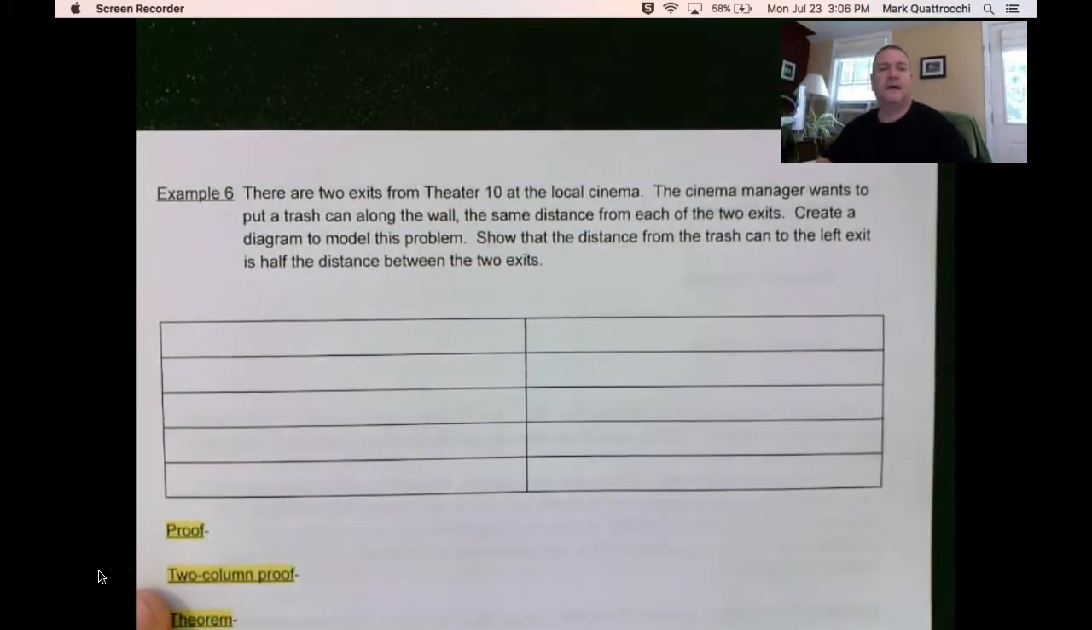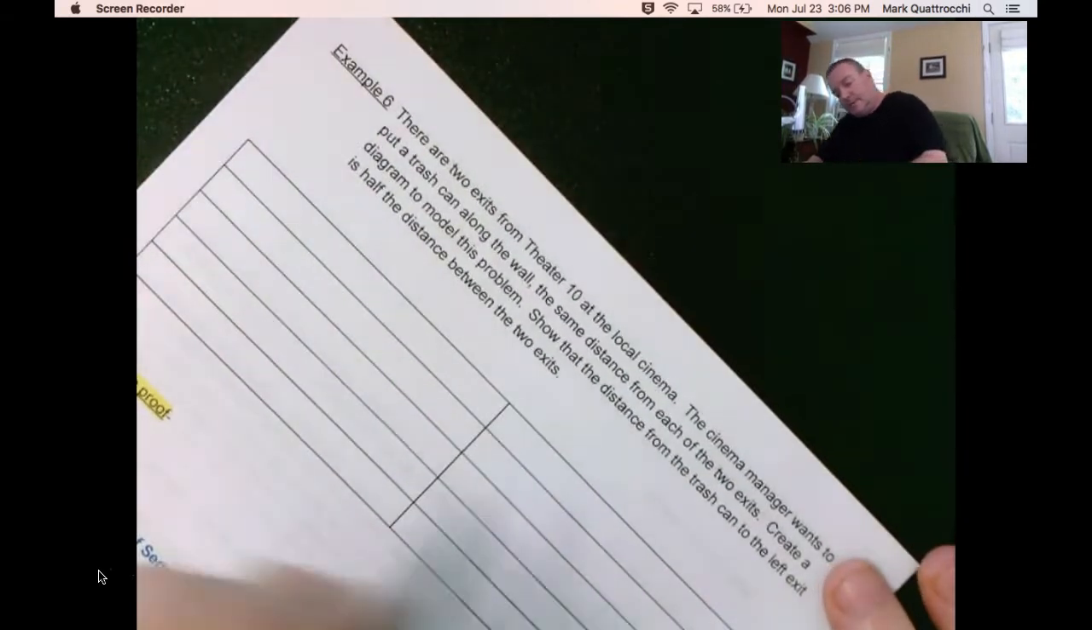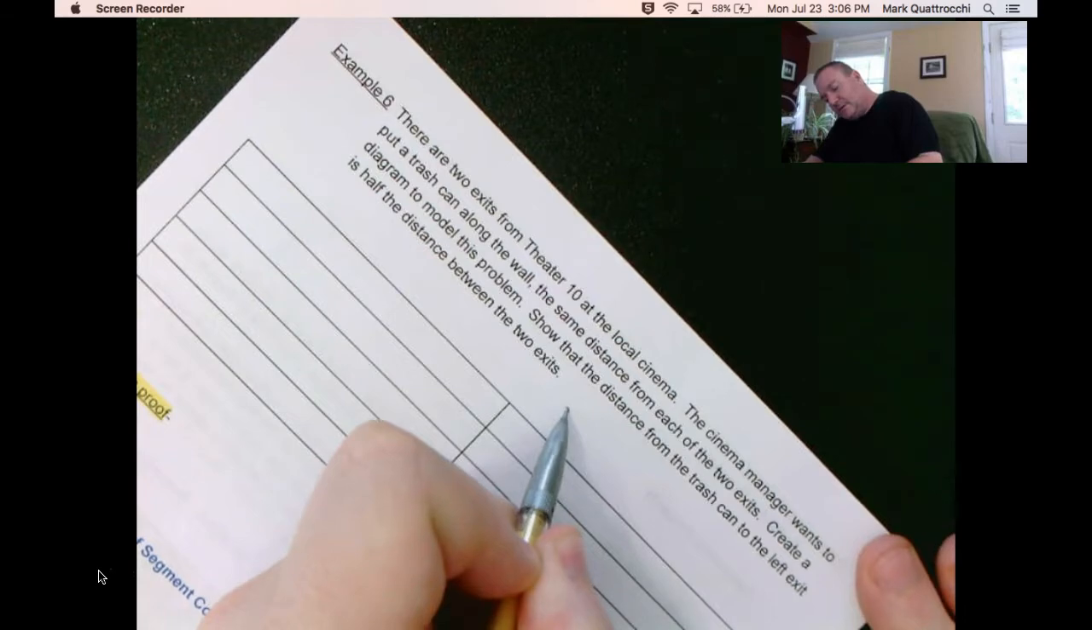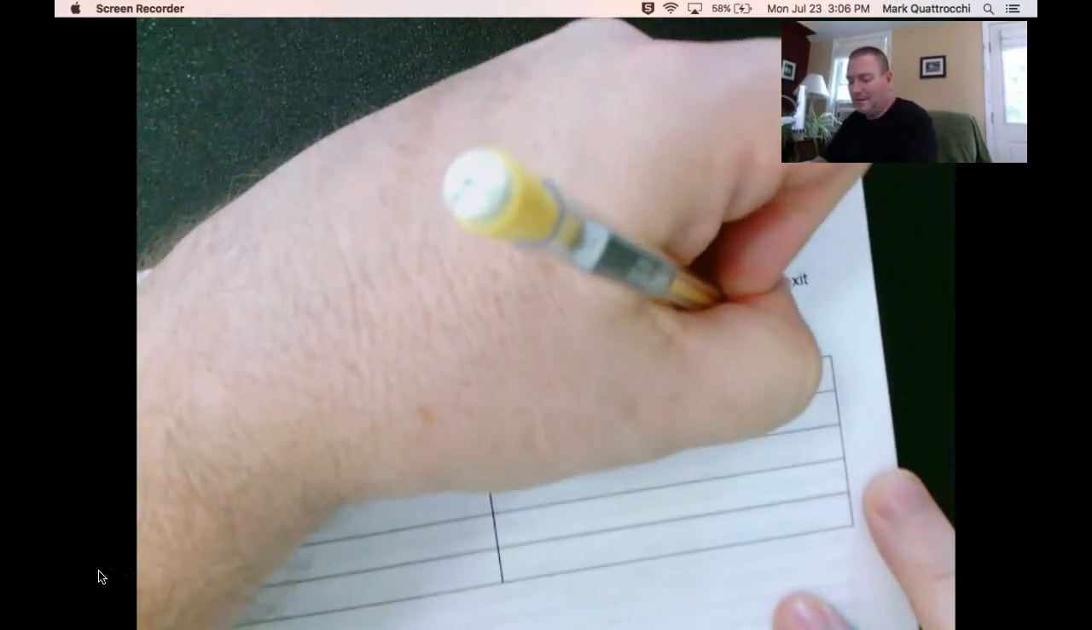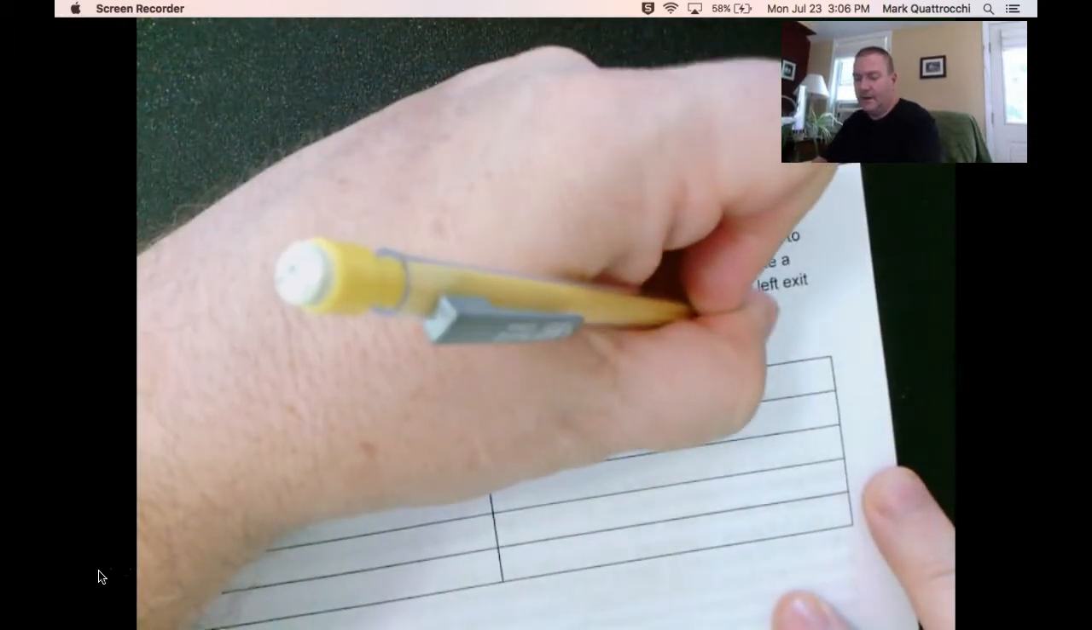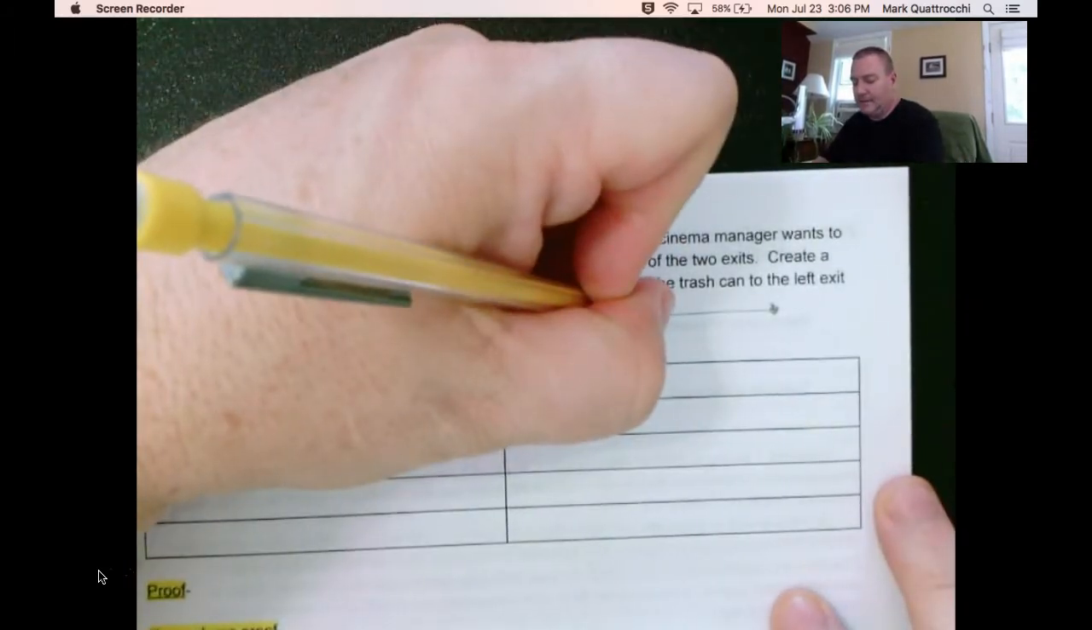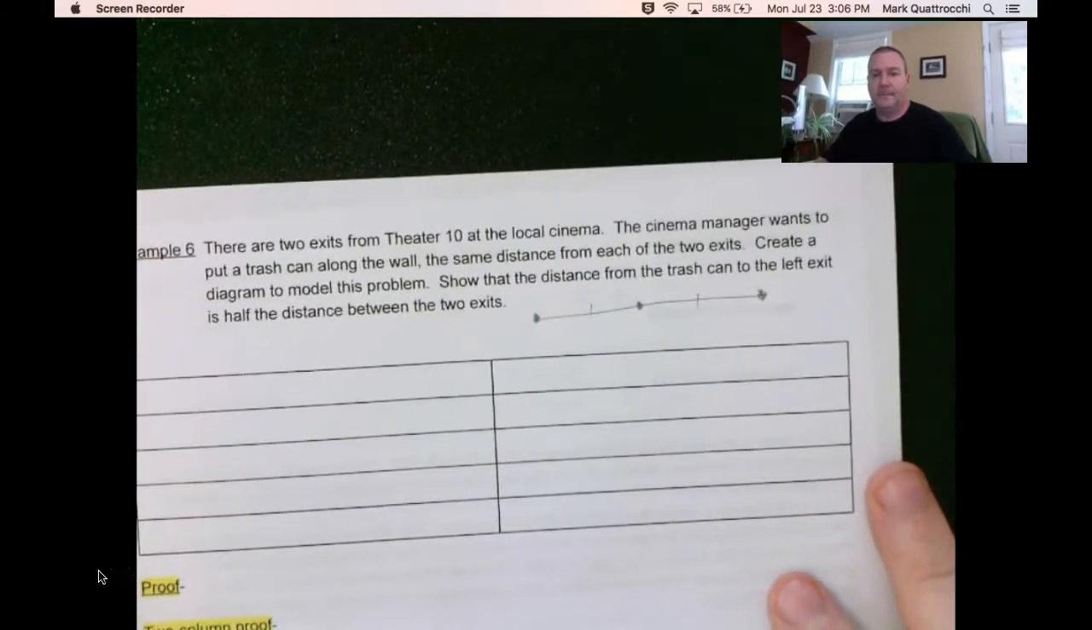There are 2 exits from Theater 10 at the local cinema. The cinema manager wants to put a trash can along the wall, the same distance from each of the 2 exits. Create a diagram to model this problem. So show the distance from the trash can to the left exit is half the distance between the 2 exits. Okay, so I'm going to turn the paper here. Here's my wall. Oh, that is so bad. Here's my wall. These points here are the 2 exits, and the trash can is going to go halfway between them.